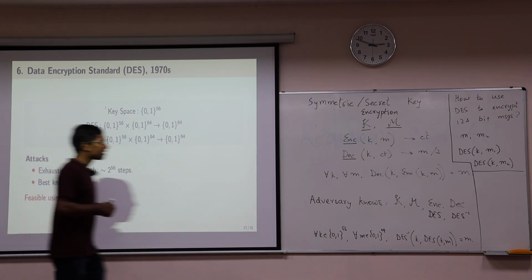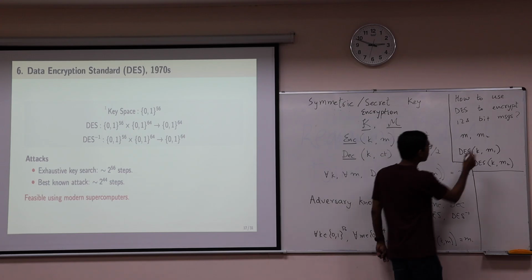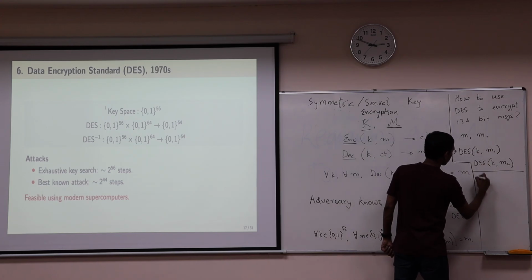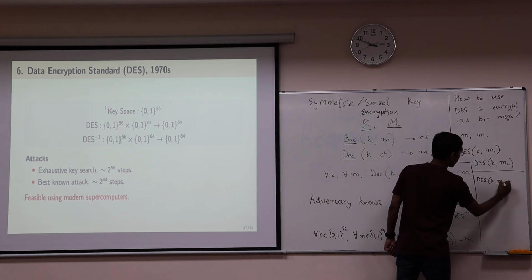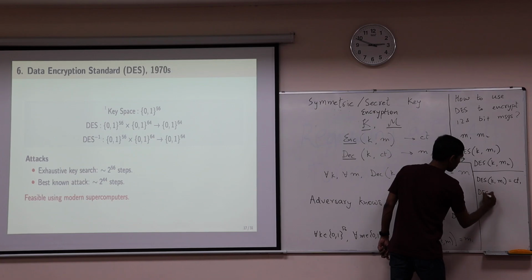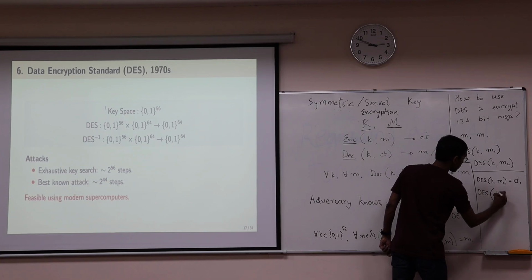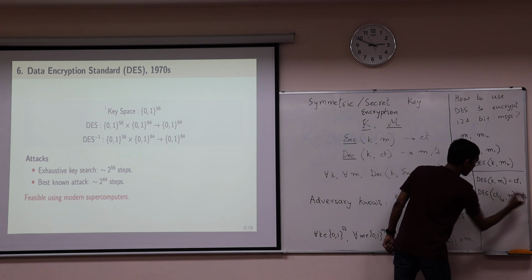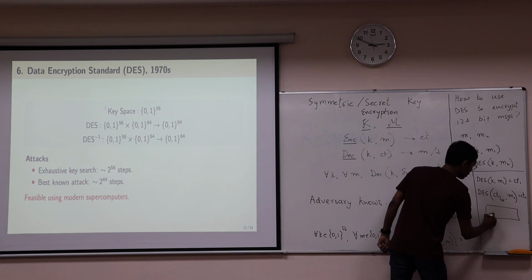So for instance, a different scheme could be to encrypt M1, M2, you first compute DES of k comma M1. Let's call this CT1. And then you use the first 56 bits of CT1, use that to encrypt M2. Okay. And now my final scheme is CT1 and CT2.